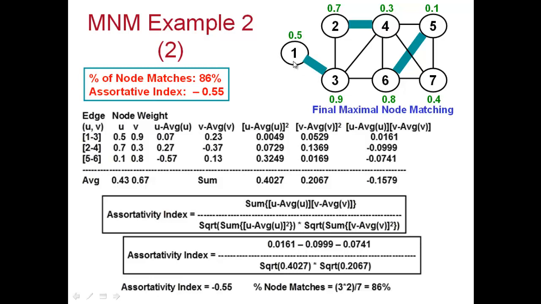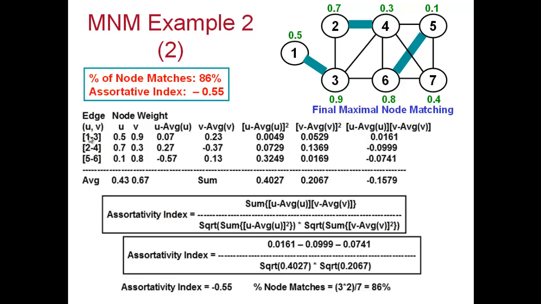But now let us see if the set of edges that we picked up for maximal node matching have similar values for those node weights. So we can write down those edges and the node weights. So 1, 3, 2, 4 and 5, 6 are the 3 edges that we picked up, and the corresponding node weights are this. So again we can follow the convention of xy.